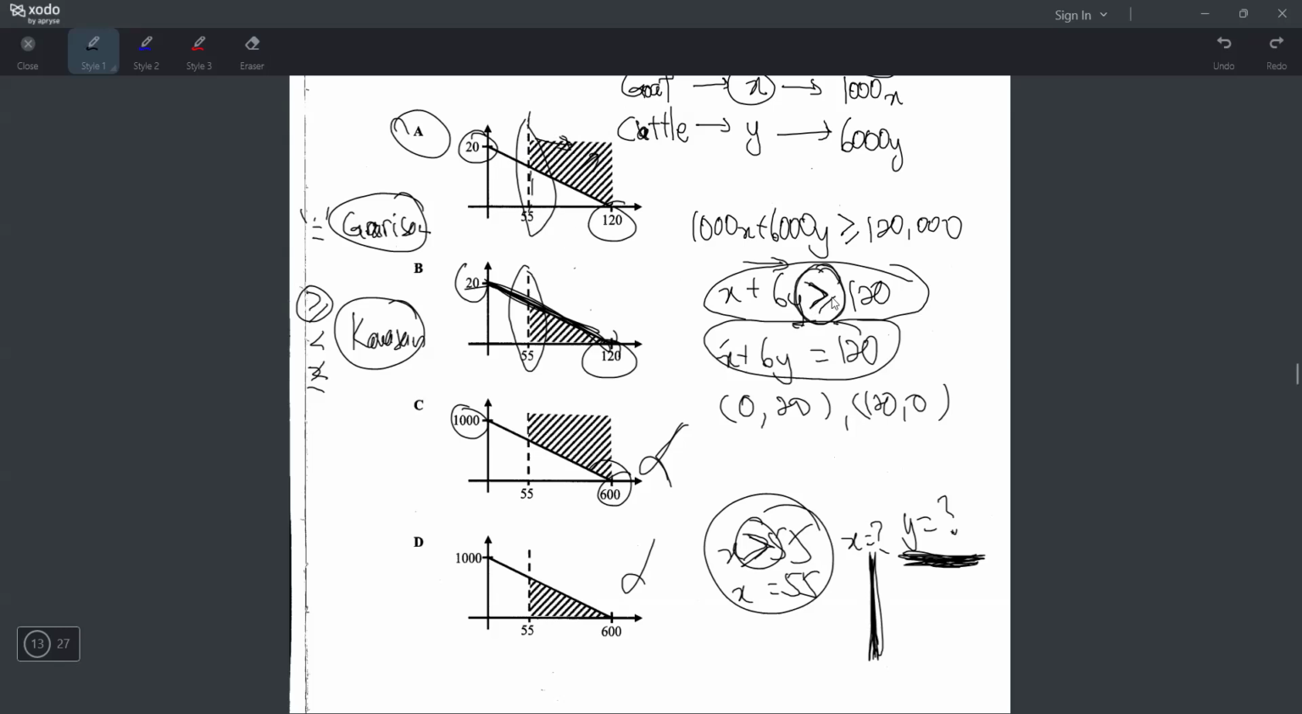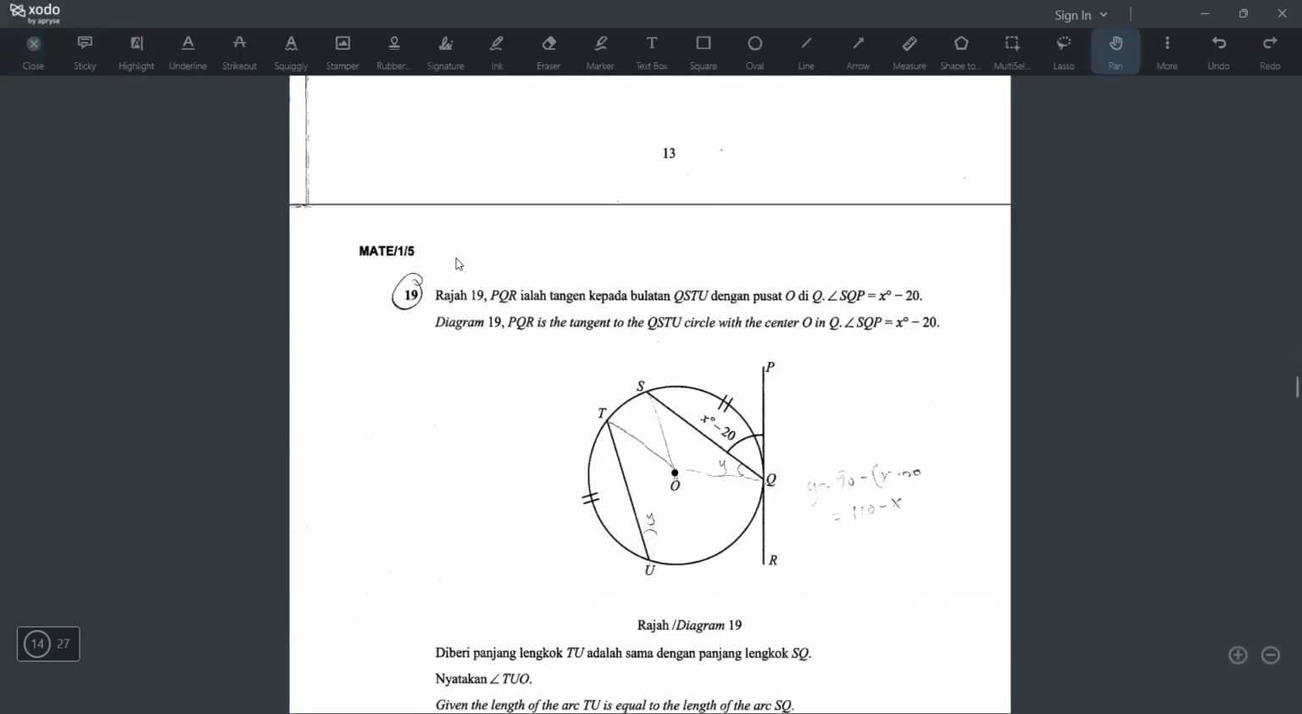One more thing is, make sure you check got line or not. If ada, lebih besar atau sama dengan macam ni, then you kena guna garisan yang macam ni, solid line. Tapi kalau dia tak ada line, then you guna dotted line, the dash line, yang ada garisan putus-putus. Okay, so hope you understand. This is how I would do it.